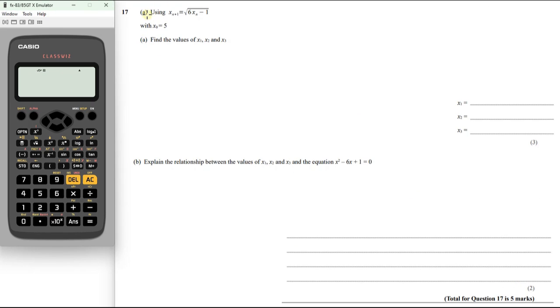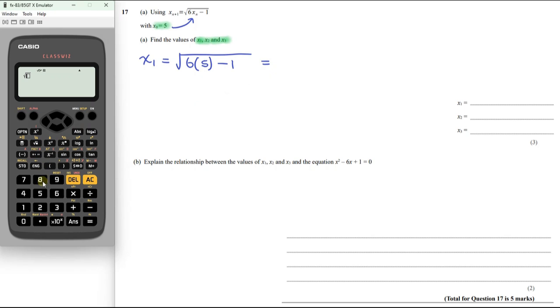Question 17, part A: using this iterative formula where our first input is 5, find the values of x1, x2 and x3. So we've been given an iterative formula here and we've been given the first input. So I'm going to substitute this value into our formula. Our first iteration, x sub 1, is going to be equal to the square root of 6 times our first input, which is 5, and then take away 1. So let's put that into our calculator.